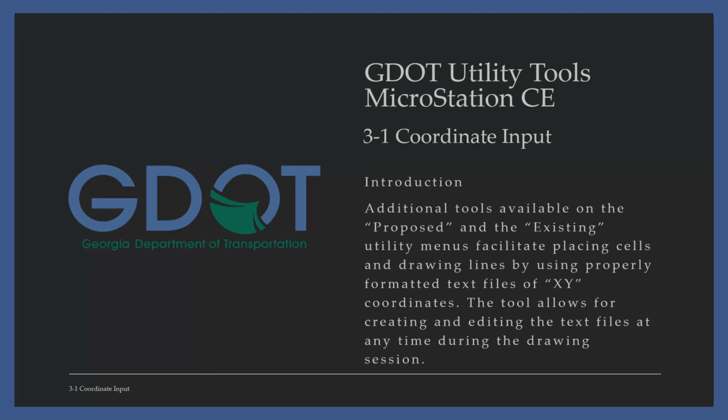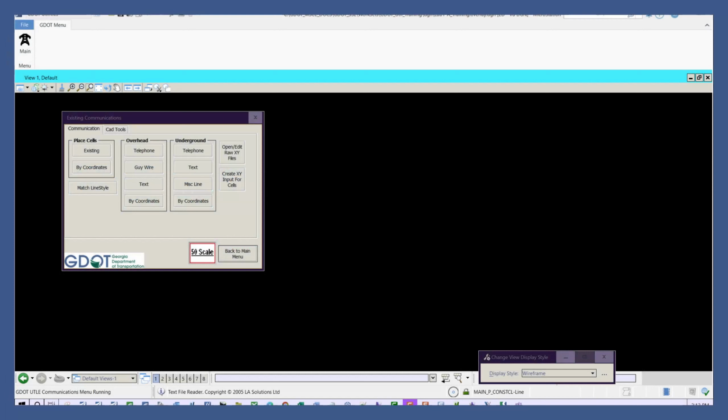Additional tools on the proposed and existing utility menus facilitate placing cells and drawing lines by using properly formatted text files of XY coordinates. The tool allows for creating and editing the text files at any time during the drawing session. Prior to using the by coordinates buttons, XY coordinates must be inserted into the standard files. The by coordinates button provides a means by which to place cells and custom line styles using XY coordinates. The Open, Edit, Raw XY Files button opens Windows Explorer to access the Input-Output folders in the workspace.